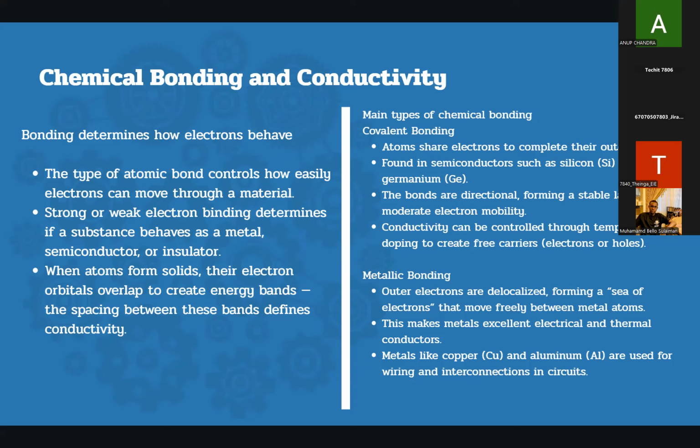These electrons are more localized, so the conductivity is moderate, but we can control it through temperature or doping. Ionic bonds, such as in sodium chloride, have electrons tightly bound to ions, which makes them very poor conductors. So overall, the bonding type sets the material's band gap and mobility, which is why it's important for electronic devices. Go to the next slide.